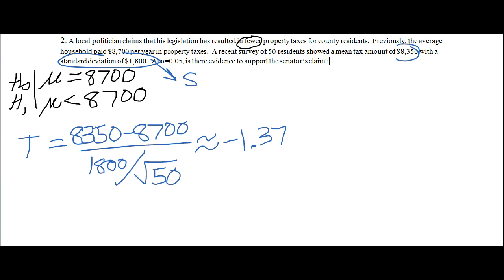So again, how do we get the p-value from that t-score? Well, the p-value is the probability of getting a value less than, because it's a left tail test, 8,350, assuming that the null hypothesis of 8,700 is true. So I'm just going to erase a little bit, because I need to make a little bit of room here. It was negative 1.37.